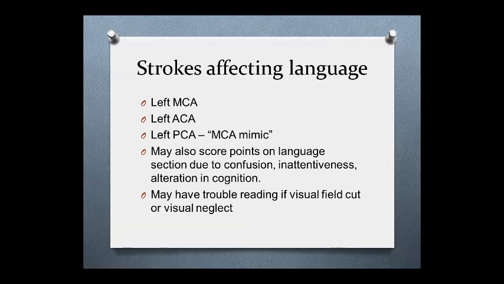The next, strokes that affect language, most known for this is the left MCA stroke, but this can also happen from the left ACA stroke. So really things that affect the left side of the brain, period. Again, on that note, the left PCA stroke has been known to be an MCA mimic. So the biggest thing to take away from this is it's probably a left-sided stroke. They may also score points on language because they might be confused, they might be really inattentive, they might have dementia or have trouble with their cognition and cannot answer the questions for those reasons. And I mentioned before a visual field cut or visual neglect may affect their ability to look at these things.